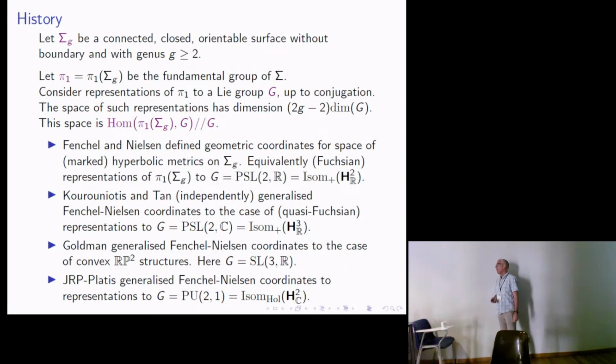So this is where we're taking representations to SL3R, and again there's some geometrical things behind that, and the Fuchsian groups are sort of contained in there as a special subset. And then together with Yannis Platis, who was a PhD student of Koranyi, we generalize this to the case of PU(2,1), which is the holomorphic isometry group of complex hyperbolic space. So now we have some beautiful original coordinates and then a zoo of generalizations.